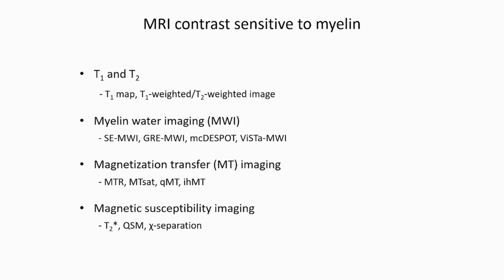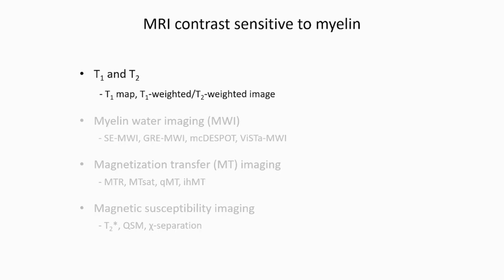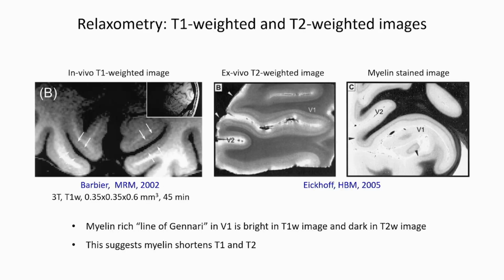Roughly speaking, there are 4 different categories of techniques when we think about imaging myelin. The first one is the relaxometric techniques, including T1 and T2. And the history of imaging myelination using T1 and T2 really goes back a long time ago. Even in 1994, there were attempts at imaging the laminar structures of the visual cortex, where we know that there is a well-known structure, the line of Gennari, that has thick myelination. And that attempt has continued as we developed better systems like 3T as shown here.